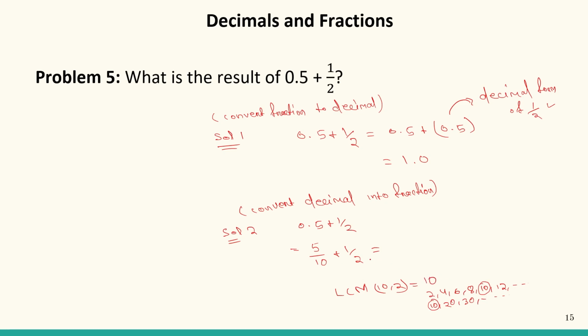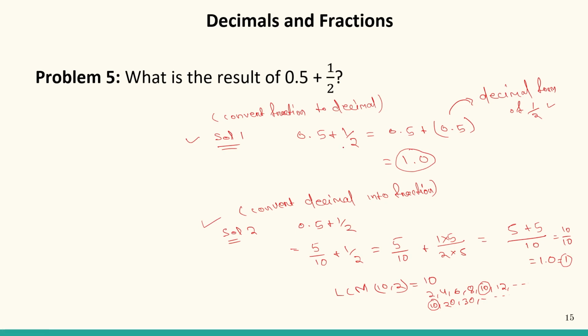So we need to convert 1 by 2 to a fraction that has denominator 10. So 5 by 10 plus 1 by 2 becomes 1 into 5 over 2 into 5. In order to equalize this fraction to this, we need to multiply by 5. So what we have now is 5 plus 5 by 10, that is equal to 10 by 10, which is equal to 1.0 or 1. So what we have here is the same answer. The answers are the same, we just did two methods here: solution 1, solution 2.